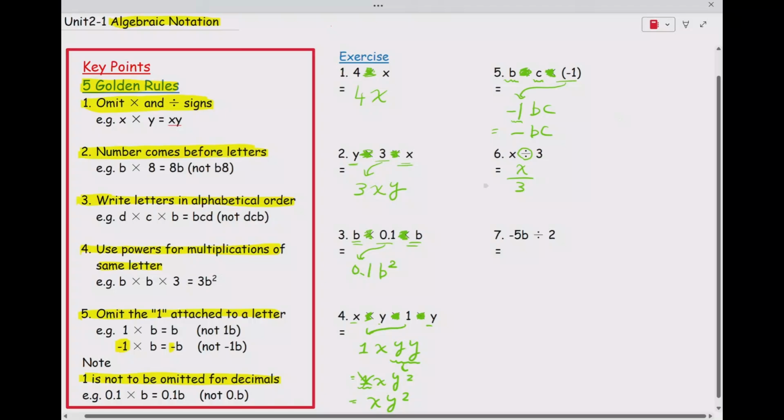And now the last question, question number 7. Minus 5b divided by 2. This is the same question as the previous one. Simply, the number after the division sign comes in the denominator. Therefore, the answer is minus 5b over 2.